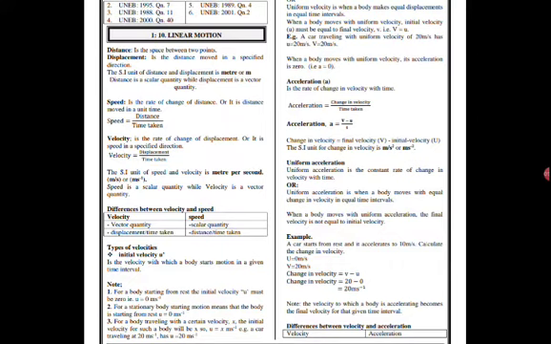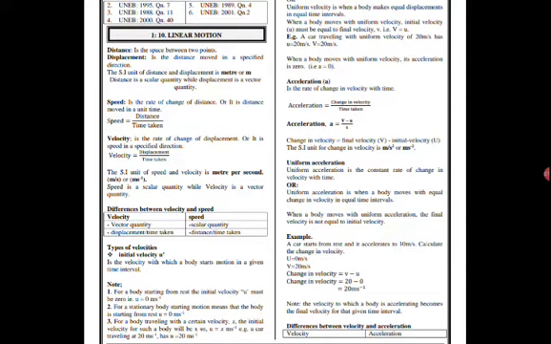Going to uniform acceleration. Uniform acceleration can be defined as the constant rate of change in velocity with time, or uniform acceleration is when a body moves with equal change in velocity in equal time intervals. When a body moves with uniform acceleration, its final velocity is equal to initial velocity.